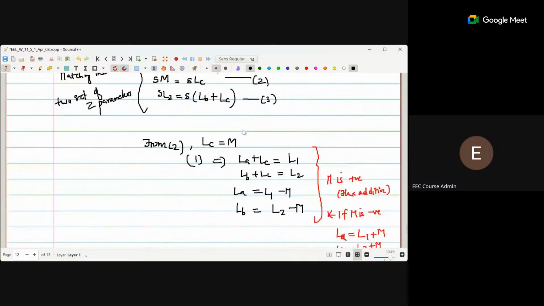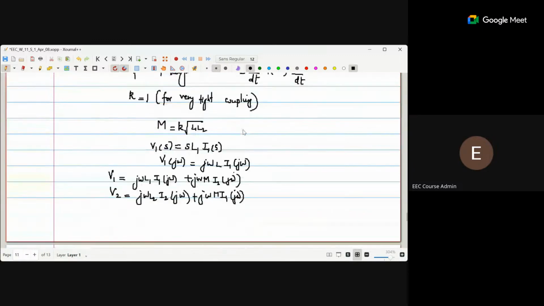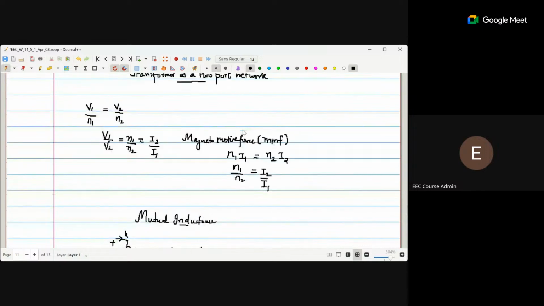The voltage per turn is the same, and then by equating the MMF, we know that V1 by V2 equal to N1 by N2 equal to I2 by I1. So in effect, V1 by V2 will be equal to I2 by I1. Here is what we had discussed.